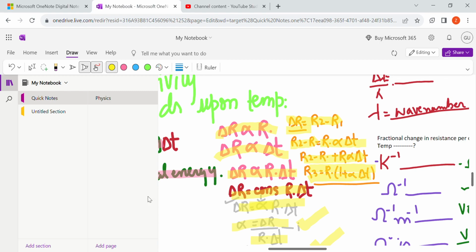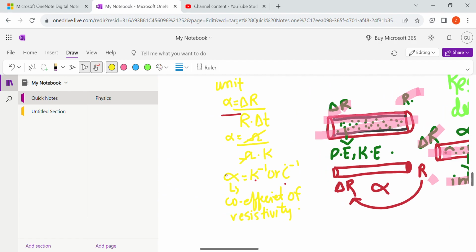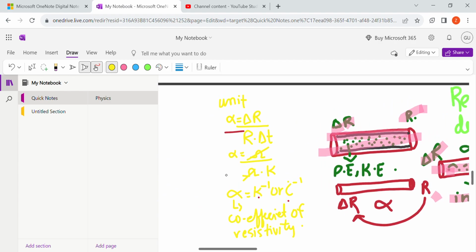Alright, but now we have to find our unit. So this is the coefficient of resistivity. We are going to discuss that as well, so please watch this video till the end. I have discussed a lot of MCQs. So del R upon R naught into T.